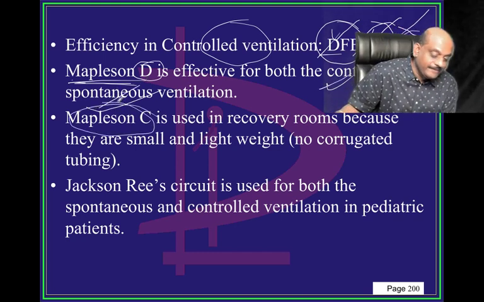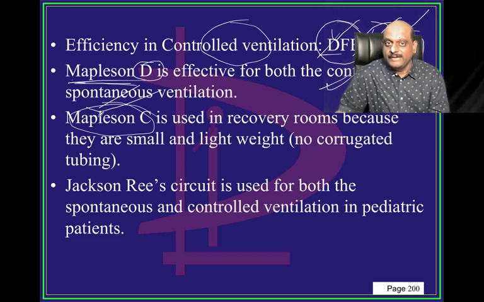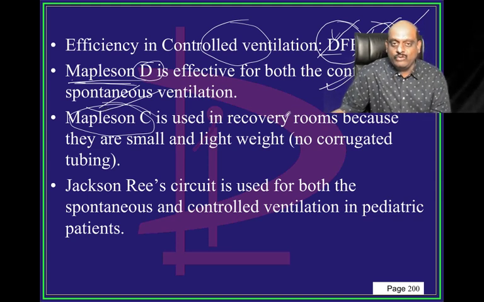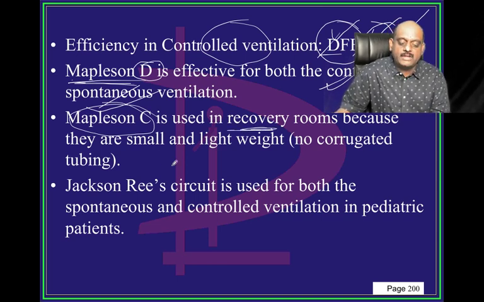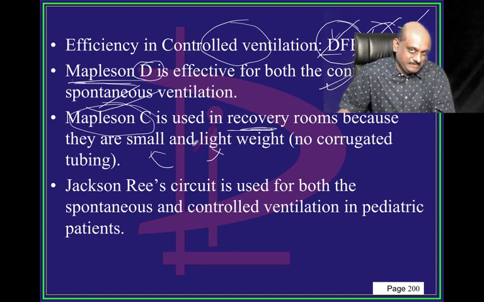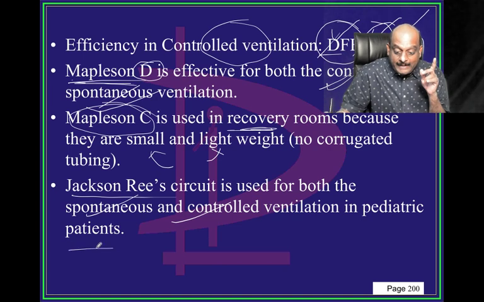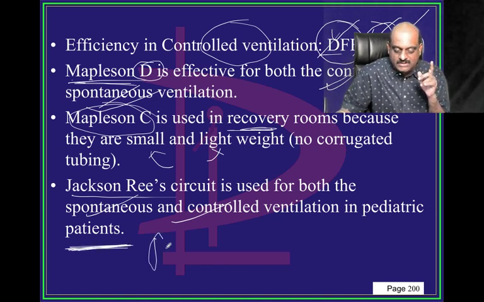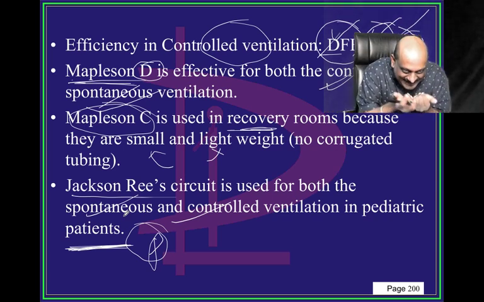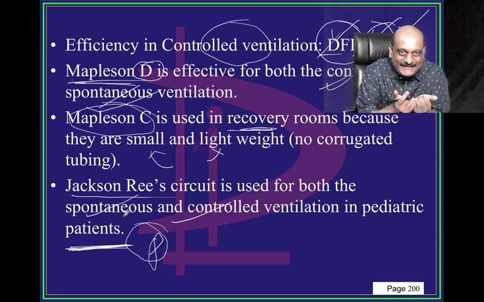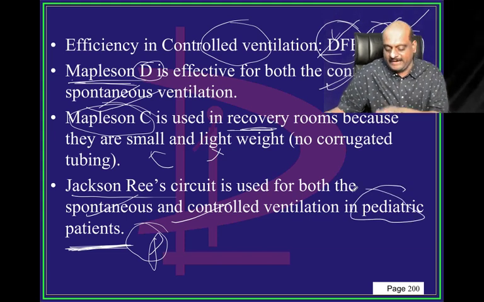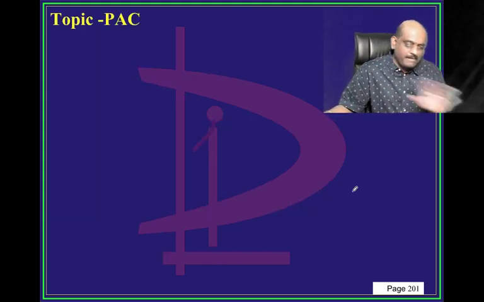Mapleson C, don't worry, last line, you will survive. You will survive the NEET PG, doctor, don't worry. Mapleson C is used in recovery rooms because they are small and lightweight without any corrugated tube. Whatever. Now the Jackson Rees circuit is also used for both spontaneous and controlled ventilation in pediatric patients. Pediatric patient, Jackson Rees. Mug it, mug it, mug it. There is no other way.